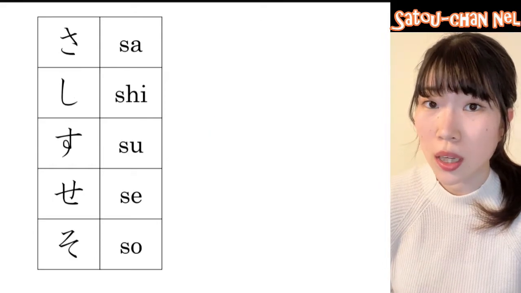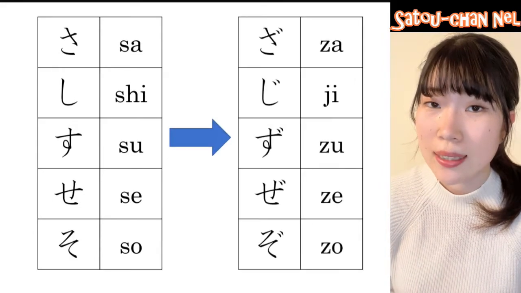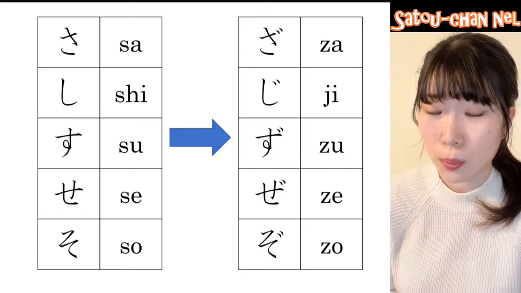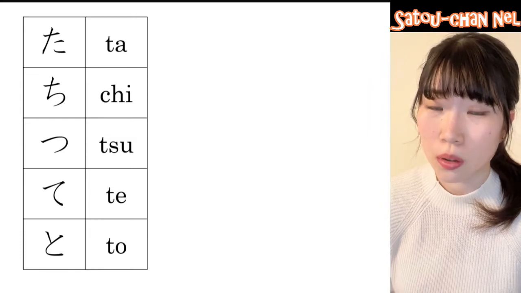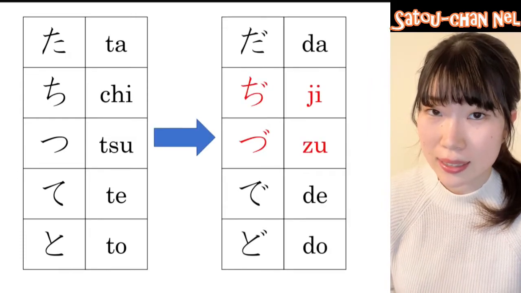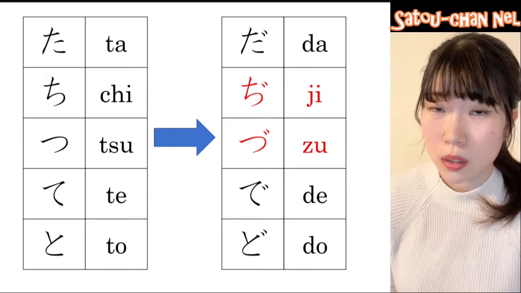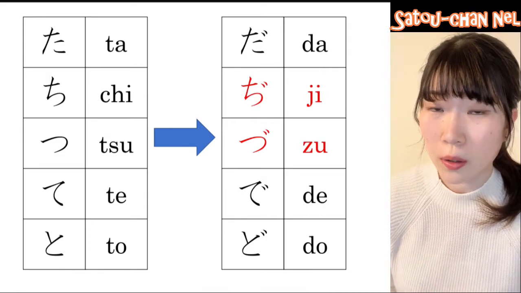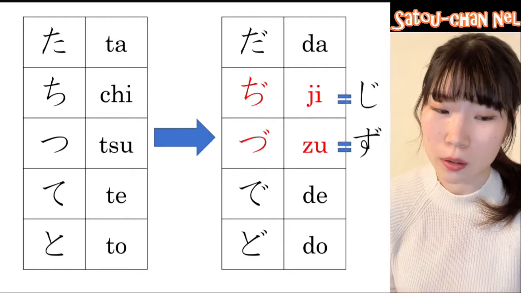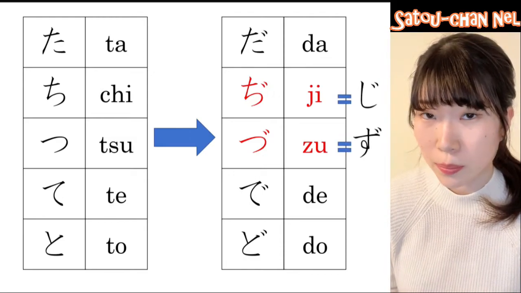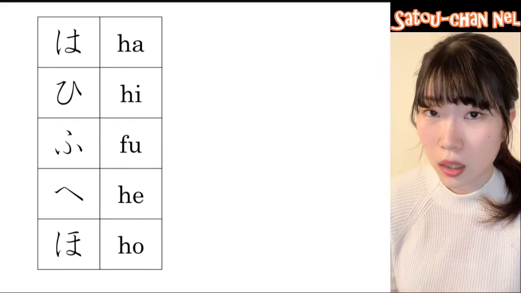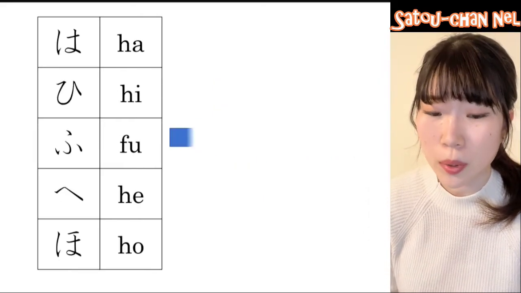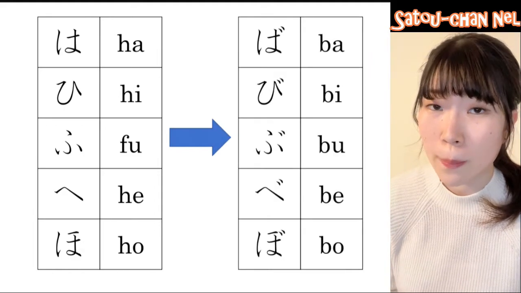さしすせそ will be ざじずぜぞ. And たちつてと will be だぢづでど. Ji and zu are pronounced the same as ji and zu from the previous page. These two have limited use. はひふへほ will be ばびぶべぼ. We have another diacritical mark.